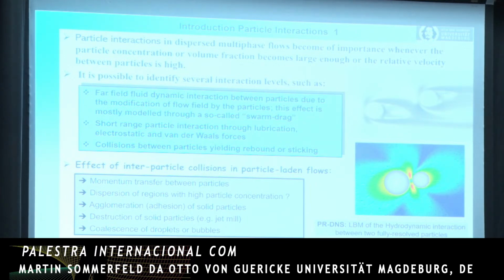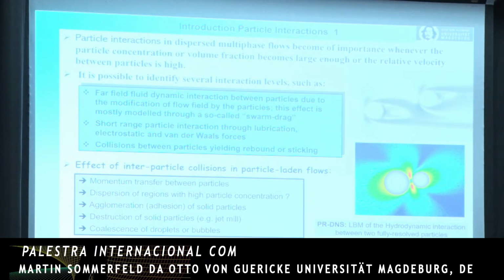What do interparticle collisions do in a particle-laden flow? I mainly concentrate on particles. The issue, of course, becomes more complicated if you have droplets or bubbles. So you have a momentum transfer between particles. That means also you have a redispersion when there is a high concentration region of particles. You have many collisions between the particles. They redisperse into the flow by interparticle collisions. However, they can also be trapped by interparticle collisions. Then you might have agglomeration due to the adhesion of fine solid particles.